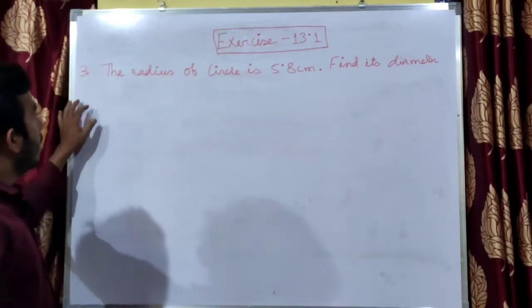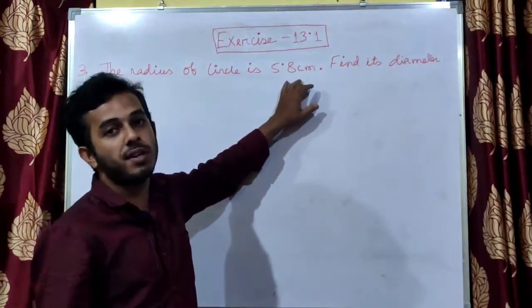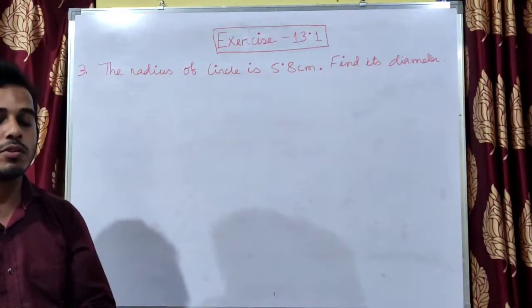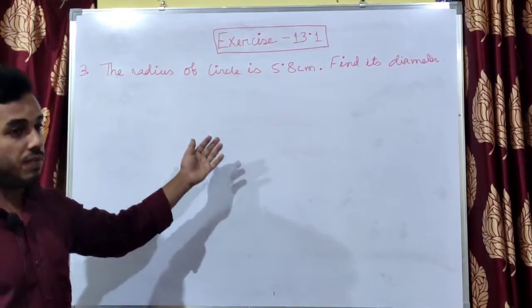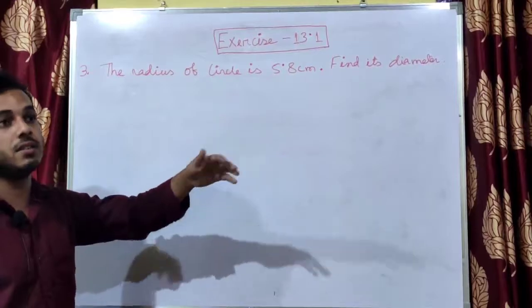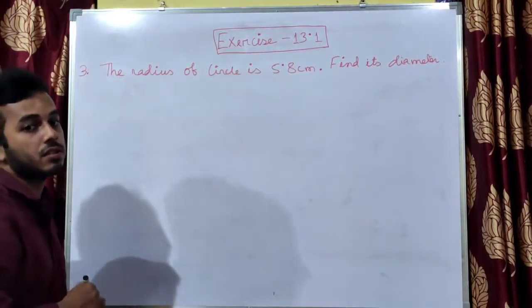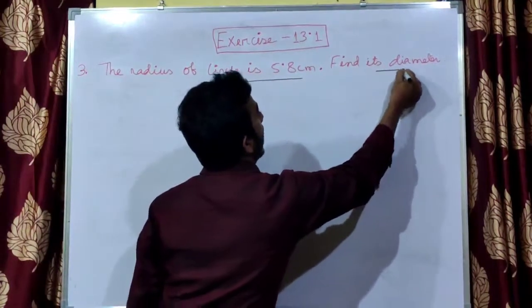Okay, now let's come to our third question. The radius of a circle is 5.8 centimeter. Find its diameter. In our first question, the diameter of a circle was 15 centimeter and we had to find its radius. In that, diameter was given and we found radius. Now here radius is given and we have to find diameter.